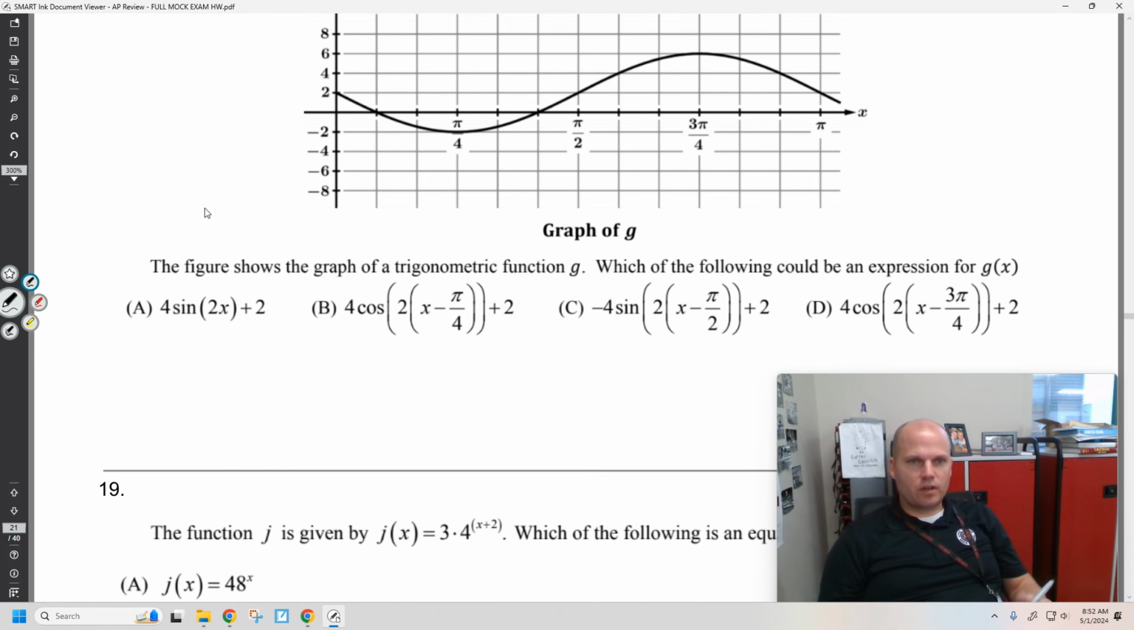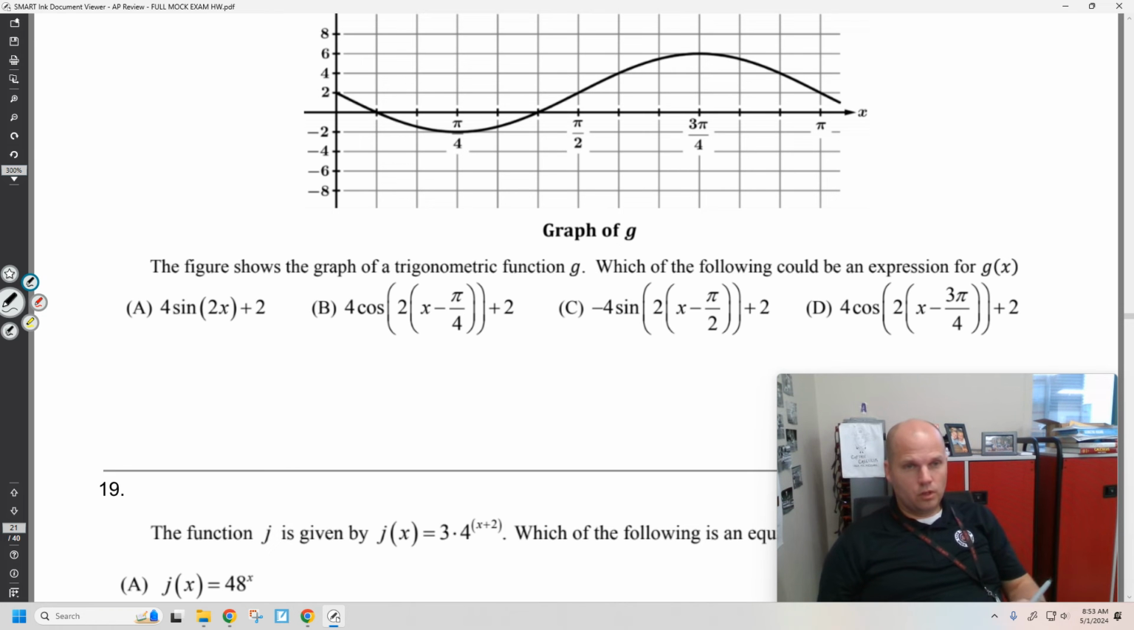All right, let's see if we can reduce some of these choices. Not really. What is the difference? They all have 2, so they all have the same period. It's just where do we start? How are we traveling? They all have +2. They all have 4. So it really is just checking.